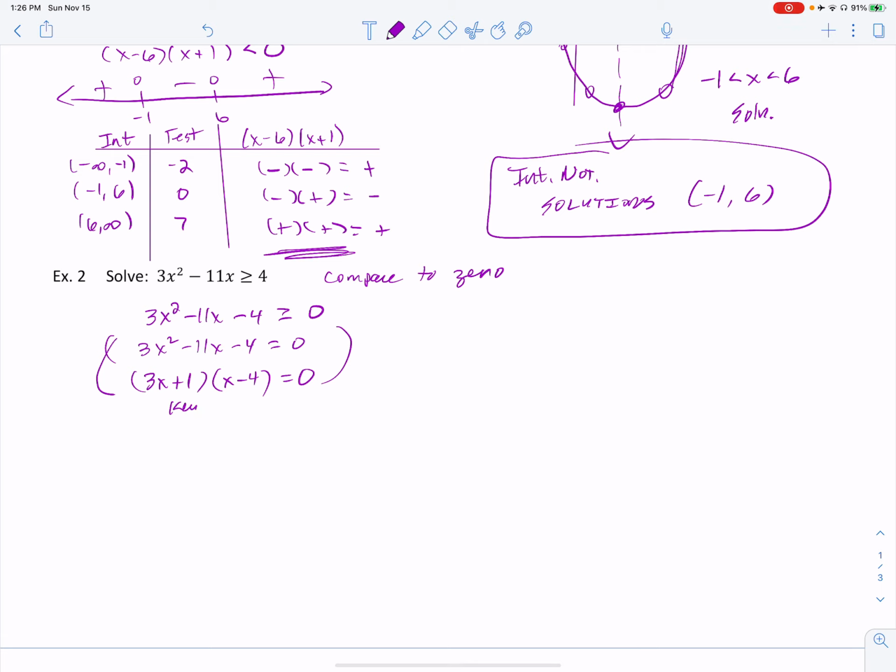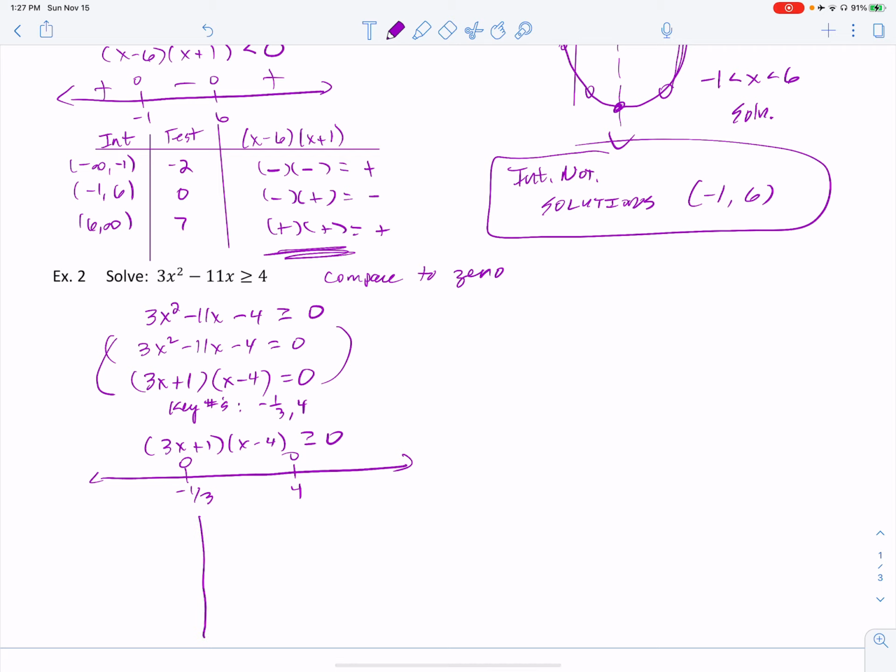So my key numbers are going to be -1/3 and 4. What makes those 0? Now, but remember, I'm actually solving (3x plus 1)(x minus 4) being greater than or equal to 0. And on my number line, I have my -1/3 and I have my 4. Those are both zeros.